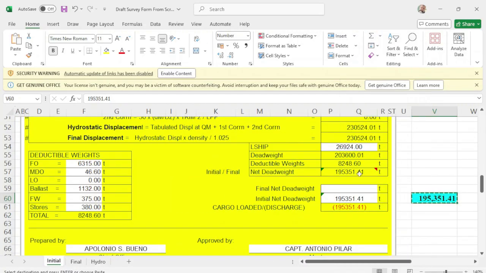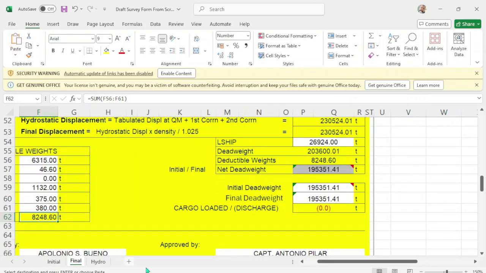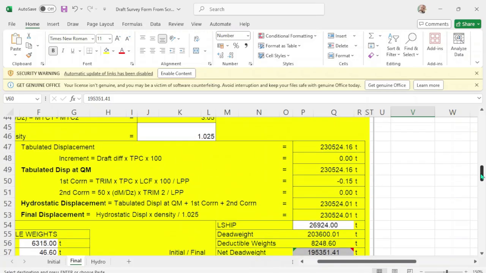Anyway, we will put now the reference. Copy. Then go to final. Check your cargo if it is correct. Then put it this way. Then they have the same value. Meaning, the program is good.